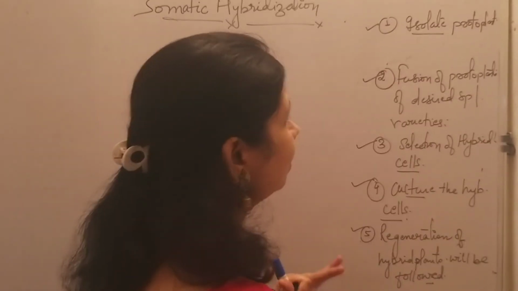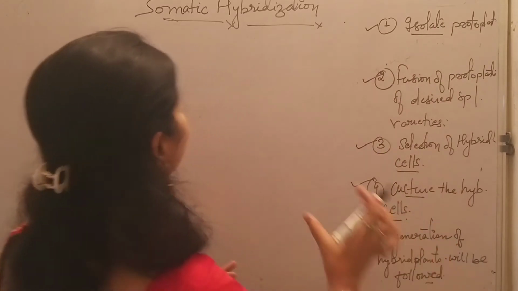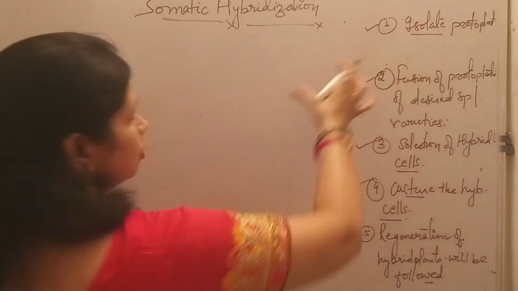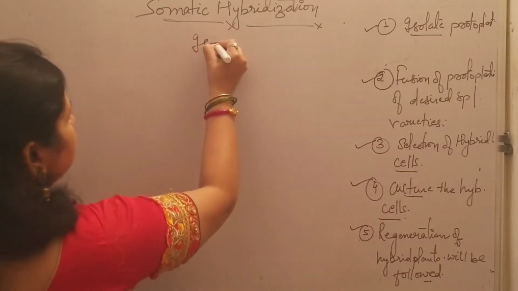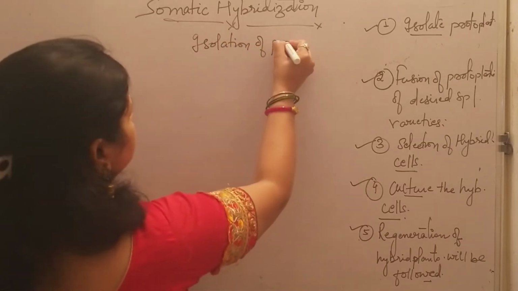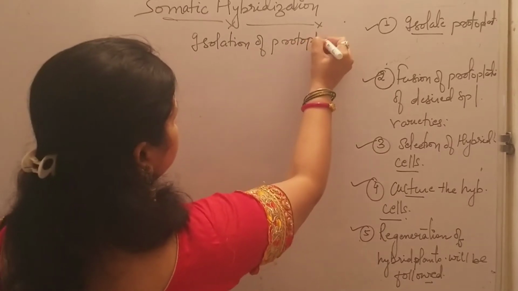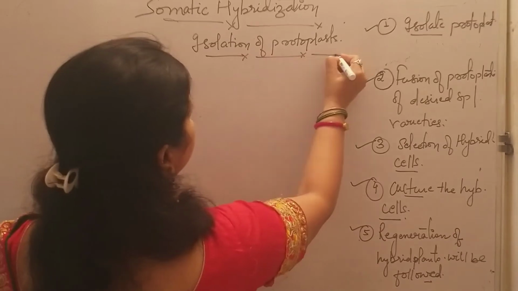So, the first and foremost important step is the isolation of protoplast. In the process of somatic hybridization, how we isolate the protoplast, today I am going to discuss. So, our topic is isolation of protoplast for getting the somatic hybrids. How do we isolate the protoplast?